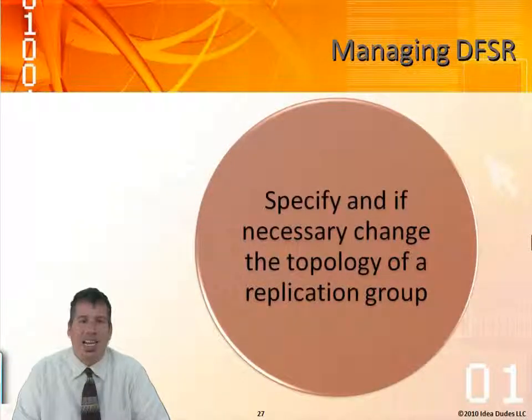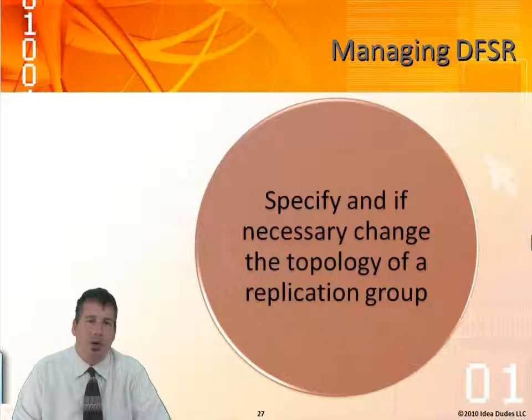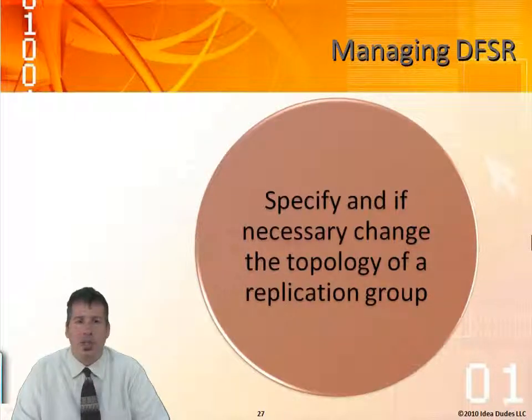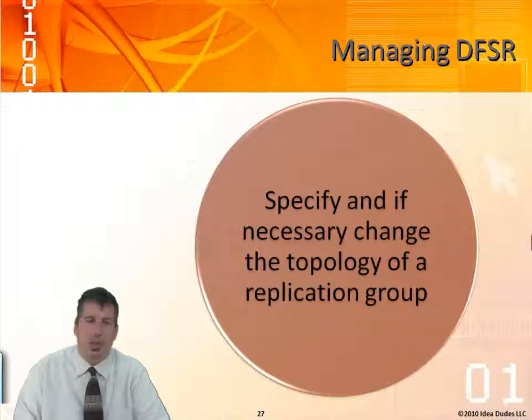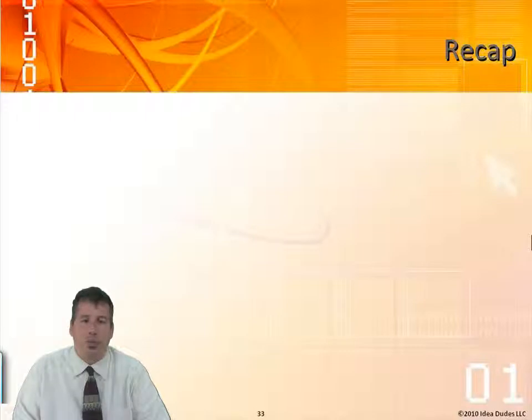You specify and, if necessary, change the topology. With the topology, what we have is hub and spoke, and also we have hybrid. And so what we have to make a determination is which one we're going to use. Hub and spoke is only going to be available if you have 3 or more DFSR members of a replication group. So let's take a look at what are the things that we went over in this module.